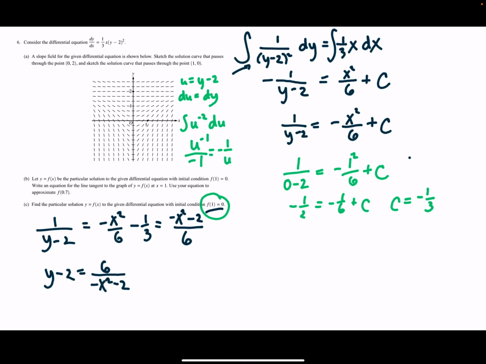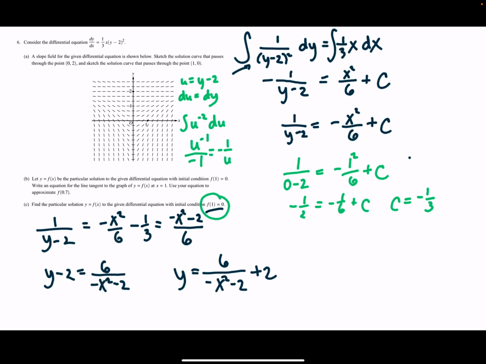Then I'm just going to add the 2 to the other side and get y equals 6 over (negative x squared minus 2) plus 2. This might not be the exact answer that AP has on their scoring guide. I'm willing to bet they tweaked it a little bit, but it's certainly an equivalent answer, and it's the easiest version of it.